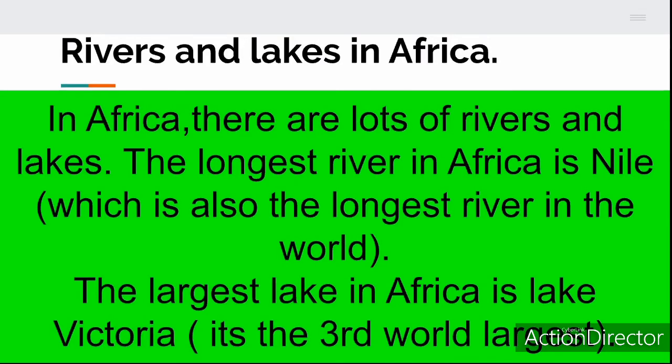Now let's look at rivers and lakes in Africa. In Africa, there are lots of rivers and lakes. The longest river in Africa is the Nile, which is also the longest river in the world. The largest lake in Africa is Lake Victoria, and it is the third largest lake in the world. Now, I believe we know the difference between rivers and lakes. Rivers are flowing water, they flow, but lakes do not flow.